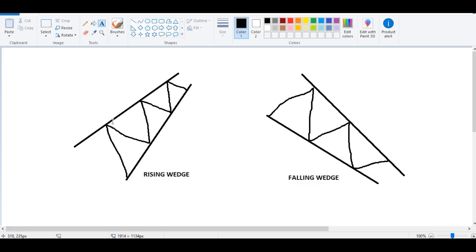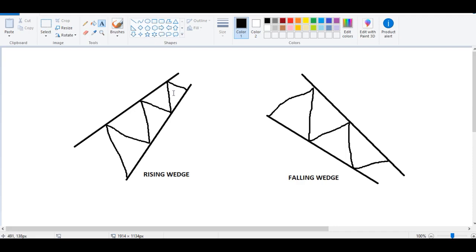When you see price moving in this type of formation, which somewhat looks like a channel, right? But the ends of the channel are closing in like a triangle. So this is a mixture of a triangle and a channel, where the ends are narrowing in, and it's sloping upwards. That is basically a rising wedge.